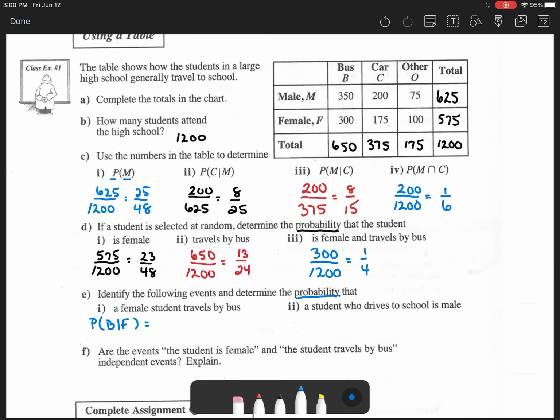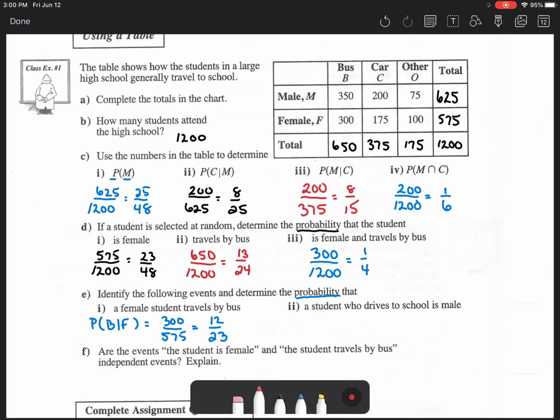So again, I focus on the female group here, which is a total of 575, and the number of people that take the bus in that row is 300. So it's 300 out of a total of 575, and I can reduce that to 12 over 23.